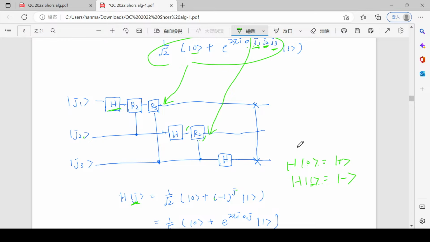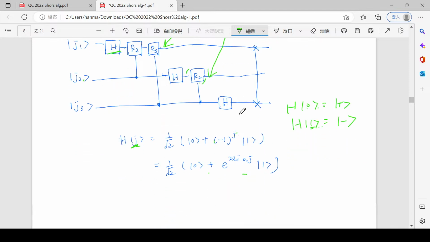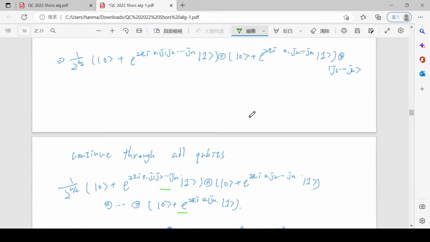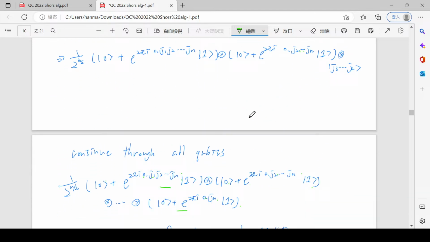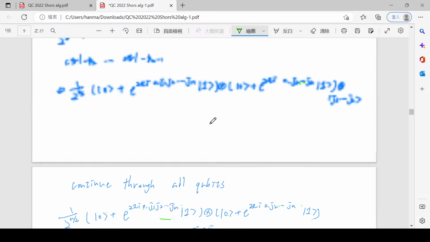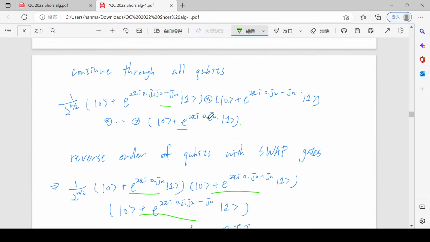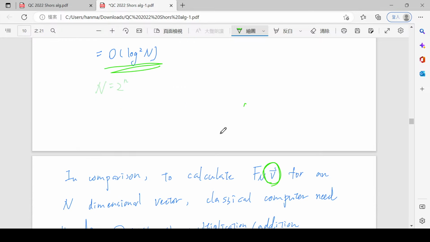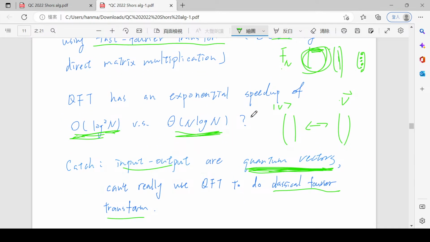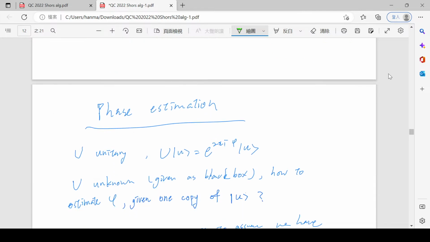Okay, you guys probably want to end the class earlier, right? So we'll probably end the class earlier, but we still have 15 minutes until break. So let's keep going. So let's go to phase estimation.